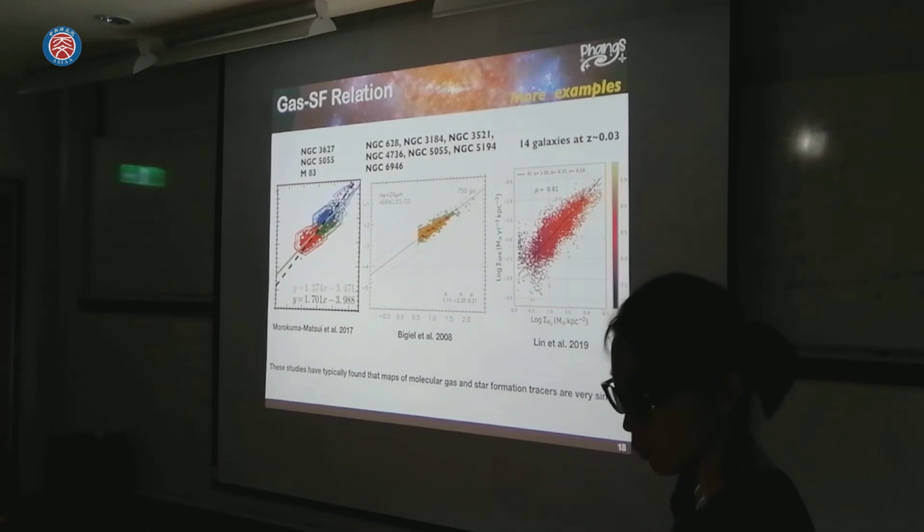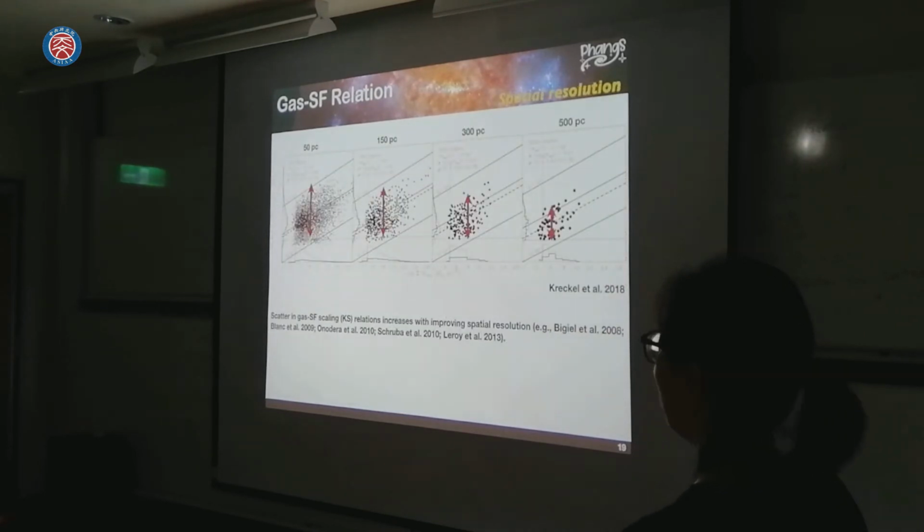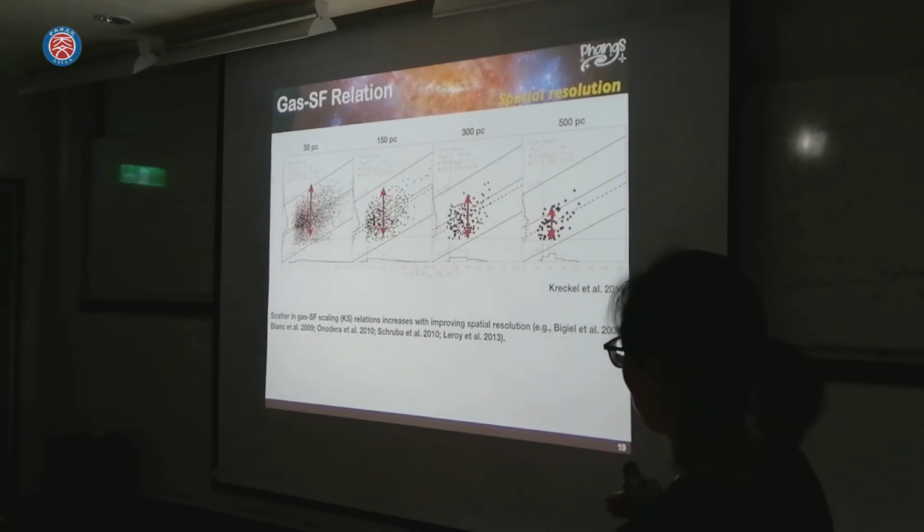The main reason for this tight correlation is that at these resolutions, kiloparsec or lower, the map of a molecular gas tracer, like the CO map, and the map of a star formation tracer, like the H alpha map, are very similar. And high resolution observations show a more complex picture. When the resolution increases, like here from right to left, the scatter of these relations becomes larger and larger.